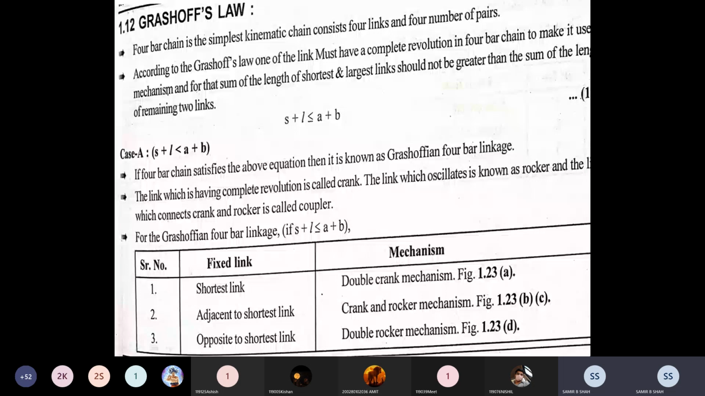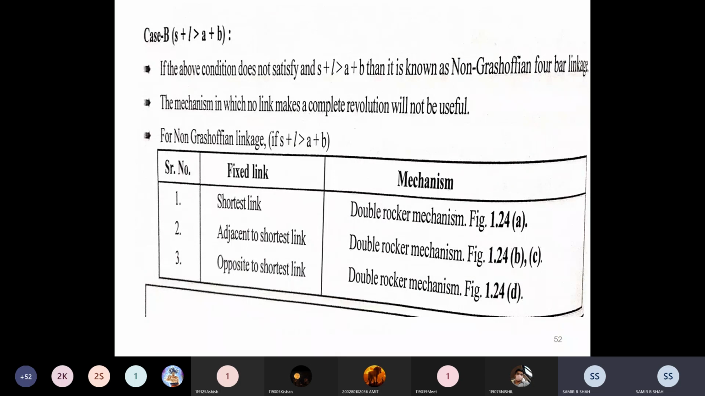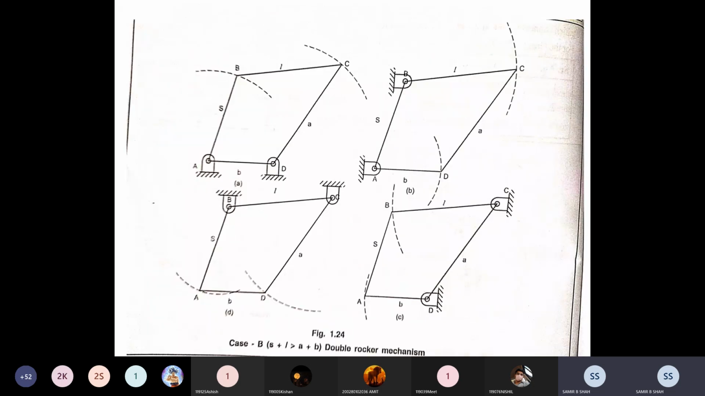Grashof's law is explained in this way: if the sum of the shortest link and the longest link is less than or equal to a plus b, it is the condition for Grashof's law. If shortest plus longest is less than a plus b, then definitely there are three conditions: either double crank, crank and rocker, or double rocker. But if it is greater, then we get only a double rocker mechanism.